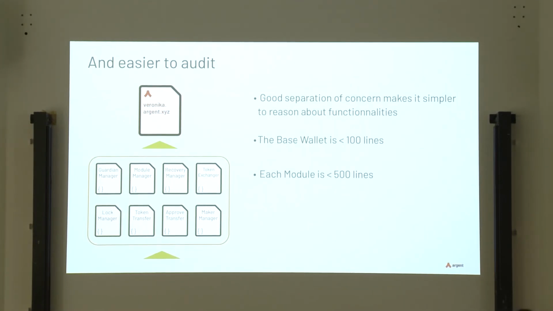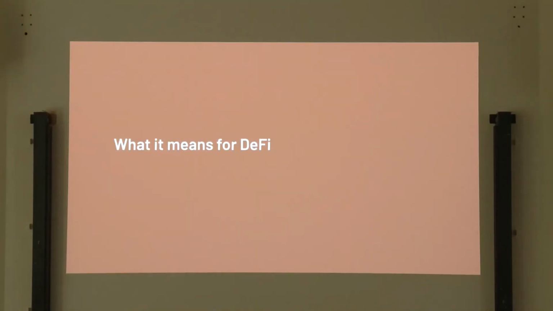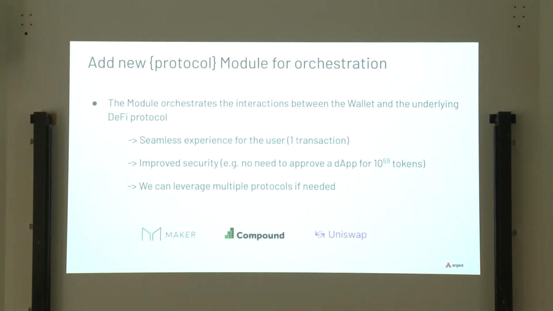You can reason about the base wallet, it's 100 lines. You can reason about a module, which will be a few hundred lines, and you can just think about that module. So yeah, some benchmarks: a few hundred lines for the base wallet and 500 lines for modules. So what does it mean for DeFi?